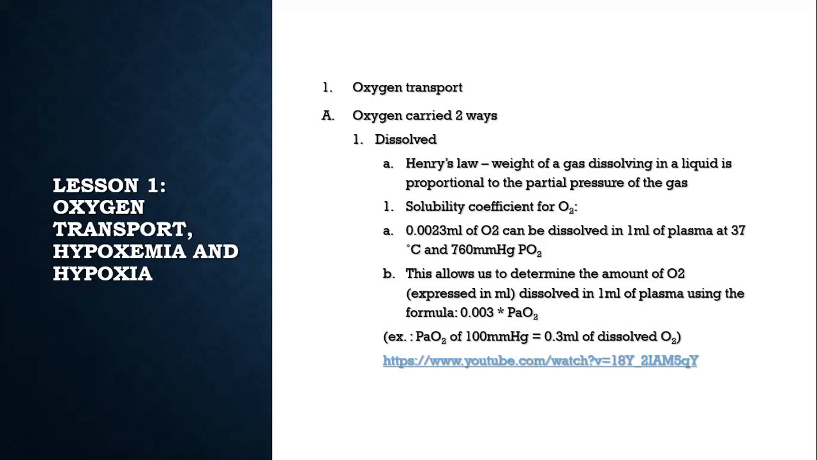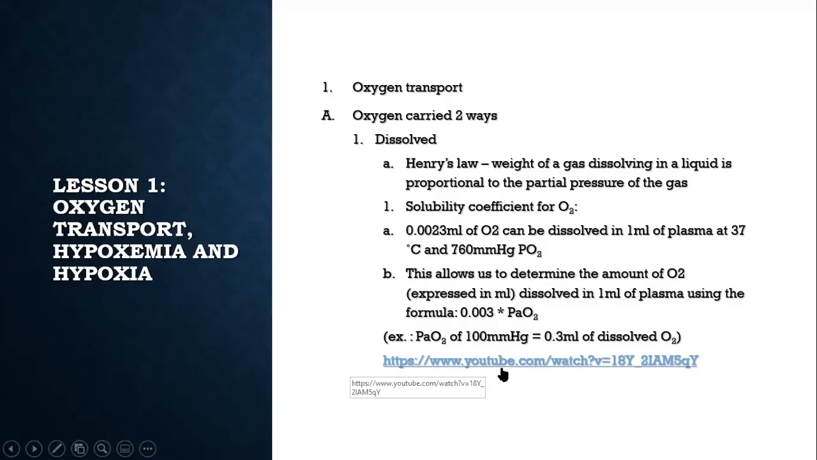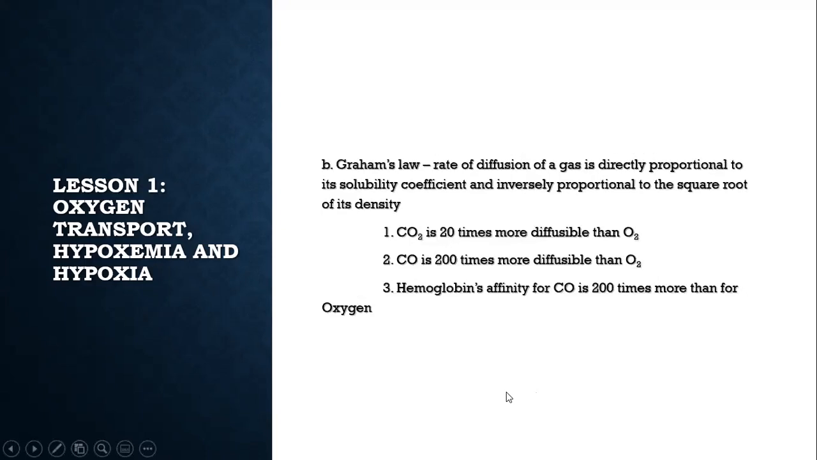So what they're saying is that at a PaO2 of 100 millimeters of mercury, exactly 0.3 mLs of oxygen is dissolved, okay? So that's the first way oxygen is carried: dissolved in the plasma. Dissolved in the plasma, and the formula is 0.003 times P little a O2, okay? And there's a link here. I think it'll take you to YouTube, and it'll show you something about oxygen that's dissolved in plasma.